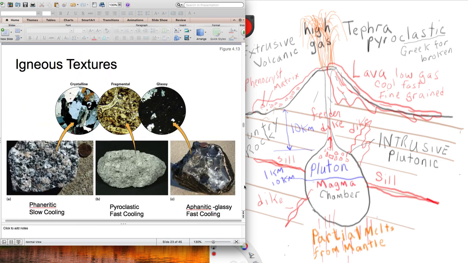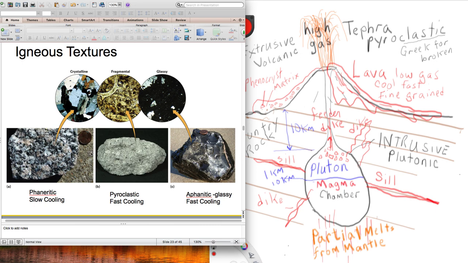So here's another way of looking at it. We're looking at rate of cooling, right? If it cools very slowly, like in this granite or granitic rock, you'll have interlocking grains, and pretty much the whole magma crystallized into minerals. So it becomes plutonic, and that's where we get this phaneritic texture. Or if it explodes as a tephra, pyroclastic, that's fast cooling, and some people call it fragmental.